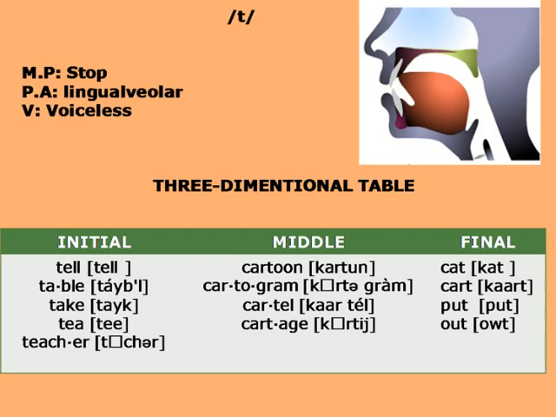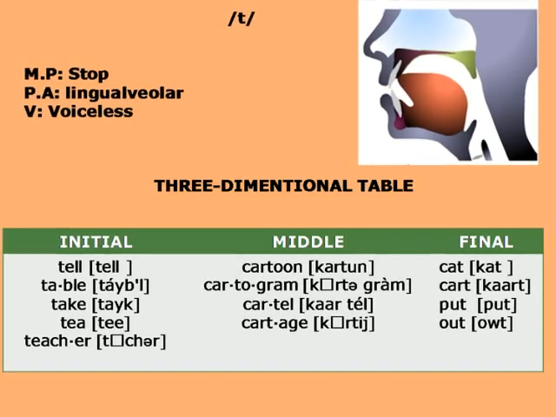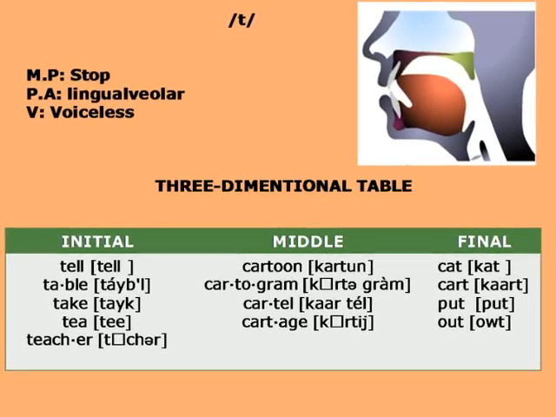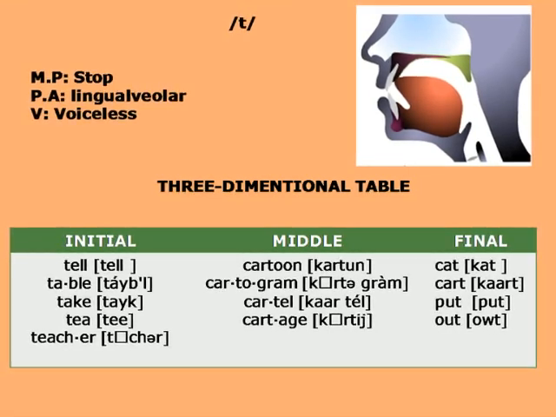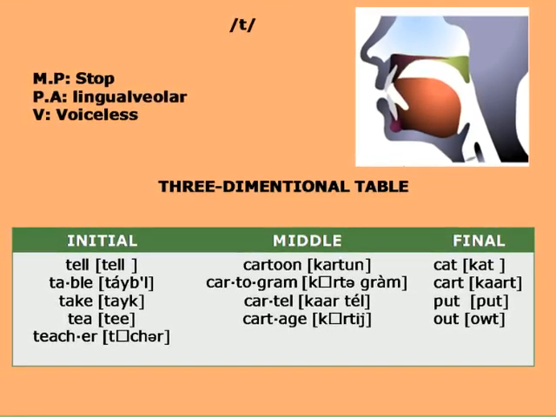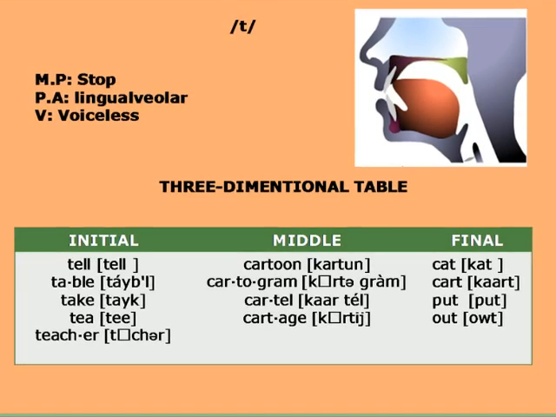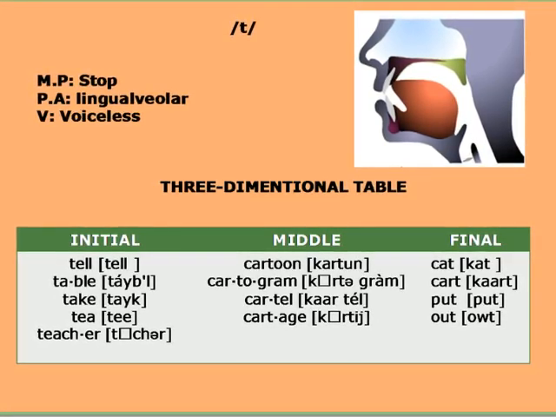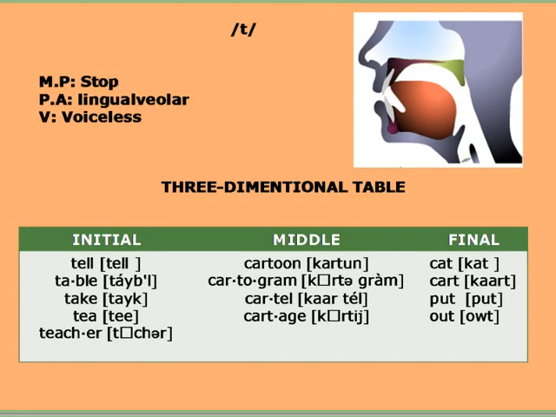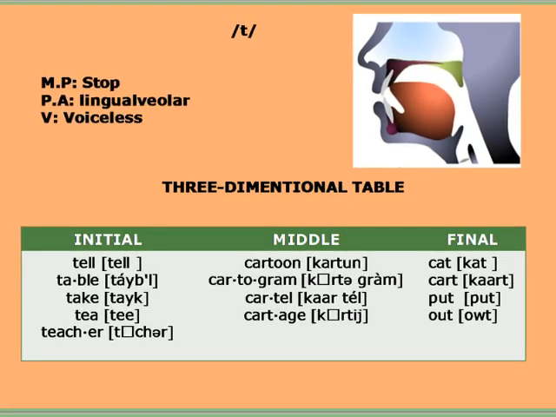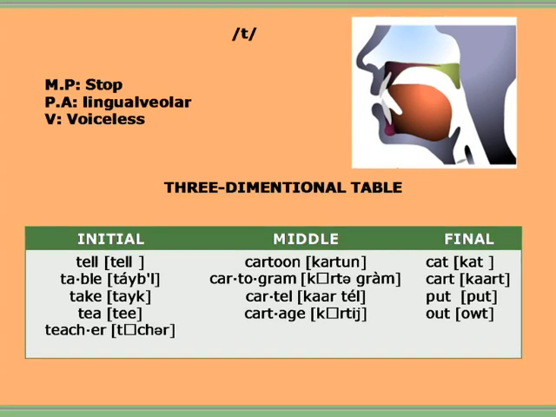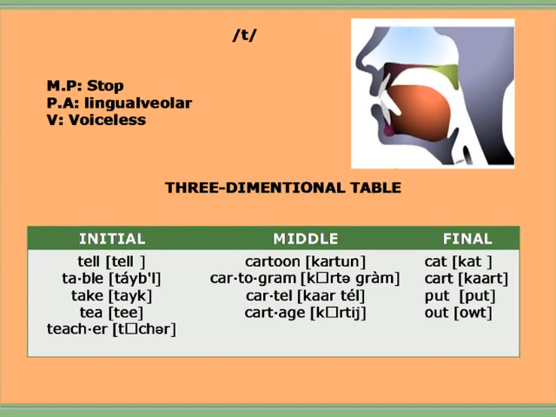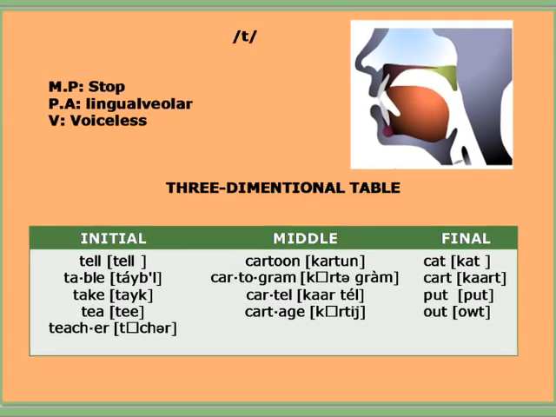Its voicing is voiceless, which means it is produced without vibration of the vocal cords. In some languages, the vocal cords are actively separate, so it is always voiceless. In others, the cords are lax, so that it may take on the voicing of adjacent sounds. Three-dimensional table. Initial: tell, table, take, tea, teacher.